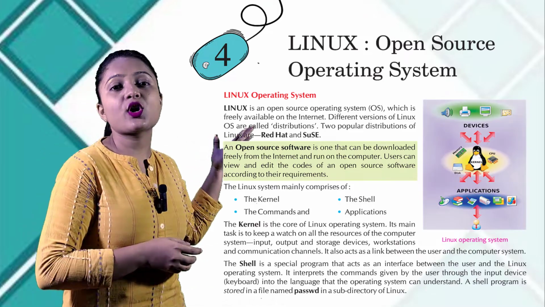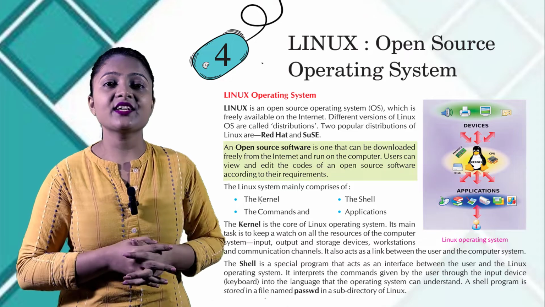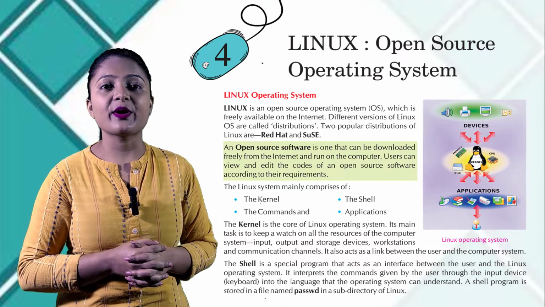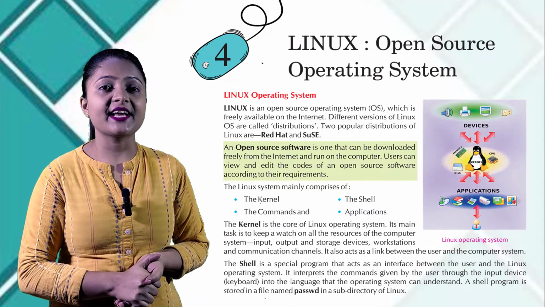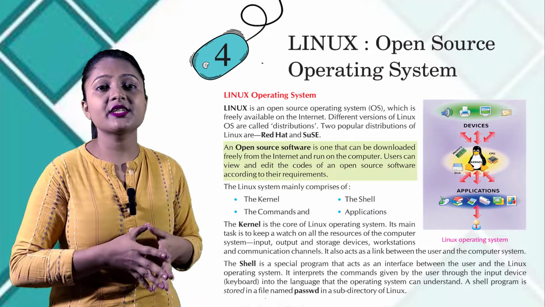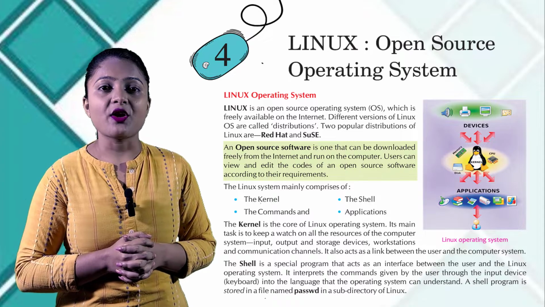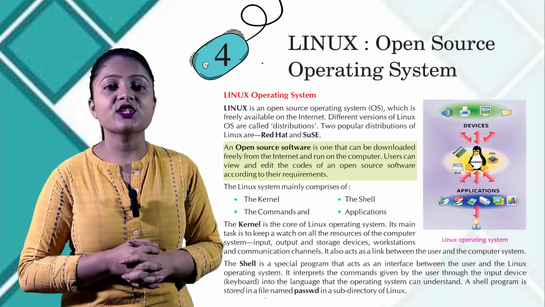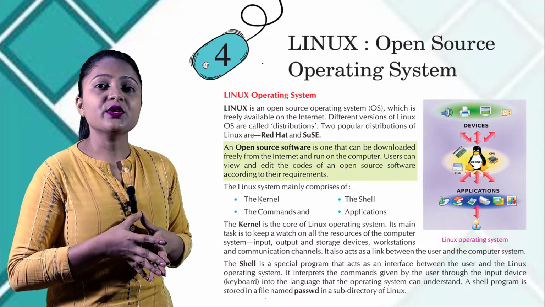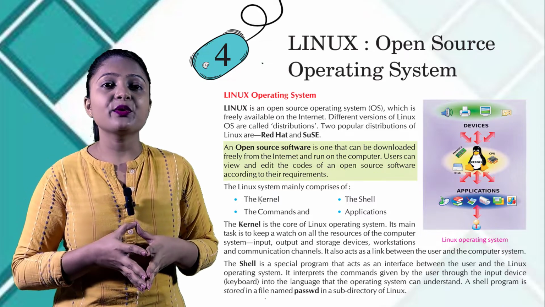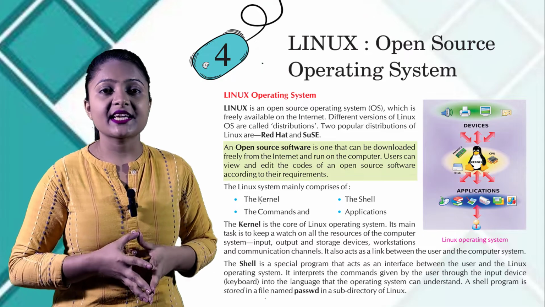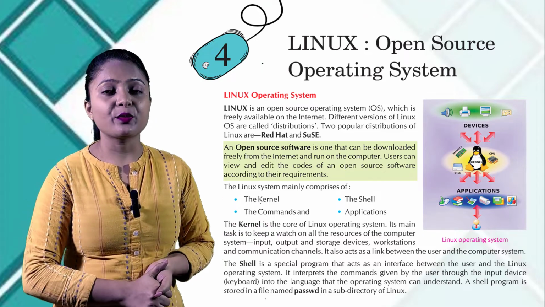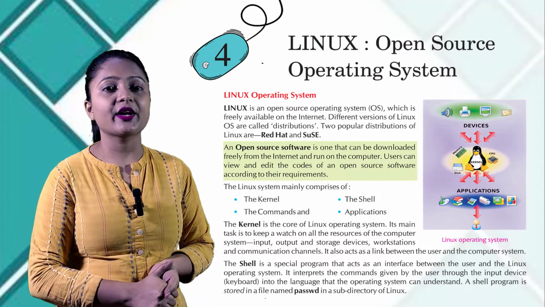Let's start Linux operating system. Linux is an open source operating system (OS) which is freely available on the internet. Different versions of Linux OS are called distributors. Two popular distributions of Linux are Red Hat and SUSE. An open source software is one that can be downloaded freely from the internet and run on the computer. Users can view and edit the codes of an open source software according to their requirements.